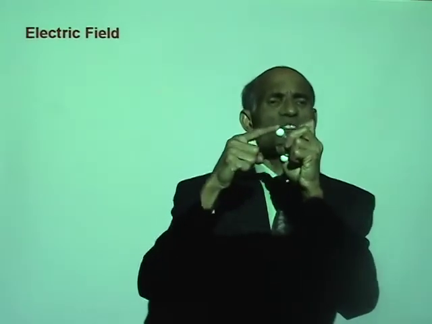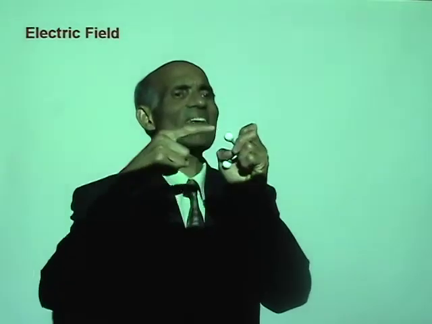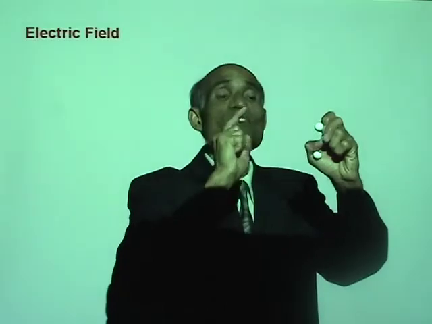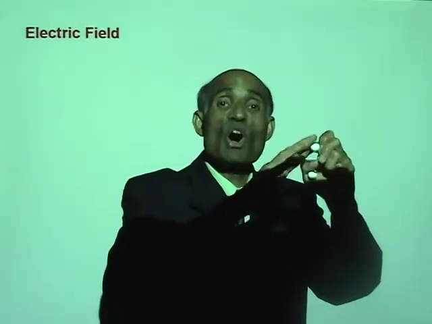What is the meaning of a field? A field is actually a region. Suppose this is an electric charge. This electric charge has an electric field. What is the electric field of this charge? It's a region around this charge where it will exert force on other charges. That is the definition of electric field.